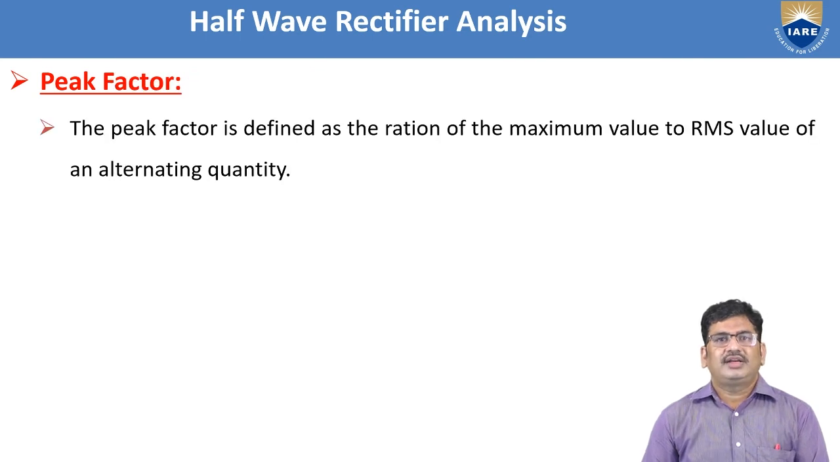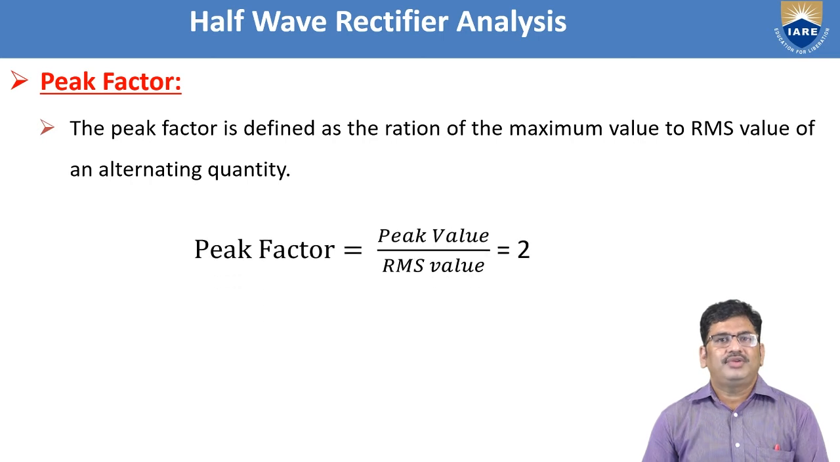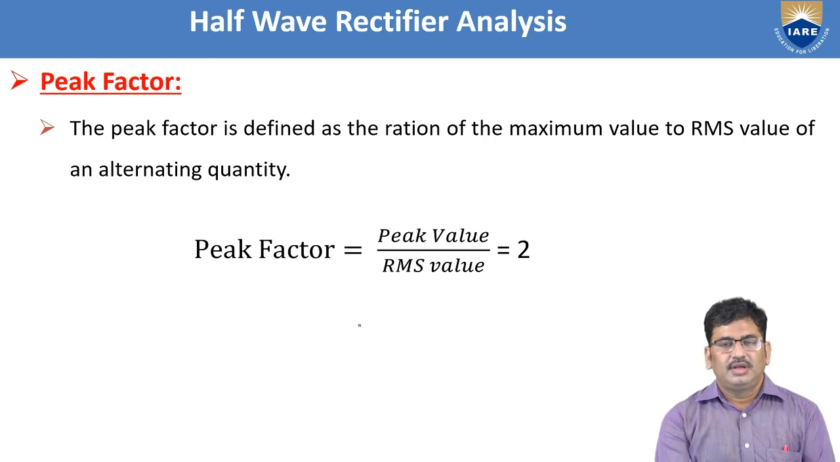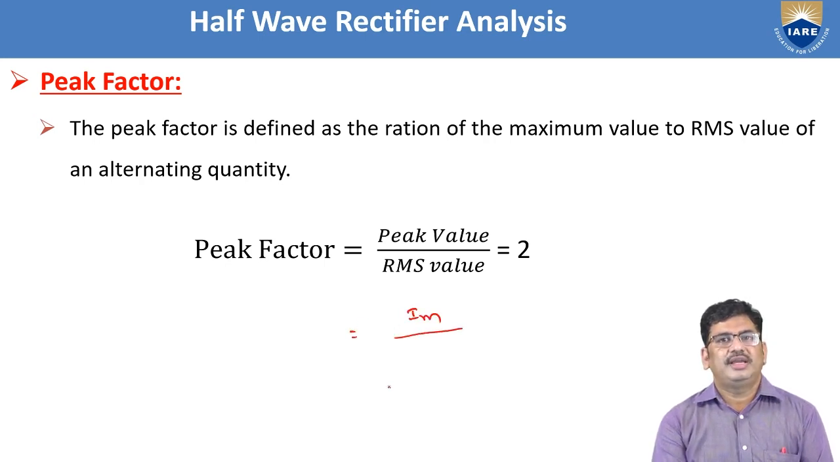The next factor is peak factor. The peak factor is defined as the ratio of the maximum value to the RMS value of an alternating quantity. The peak factor is given as peak value divided by RMS value. What is the peak value? For the current component, we can take Im. The RMS value for half-wave rectifier is Im by 2. So here Im gets cancelled. So the peak factor is given as 2.